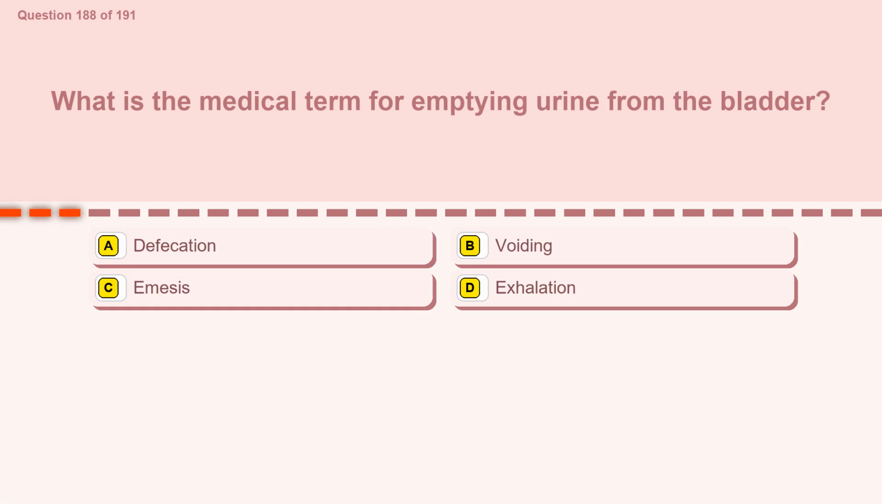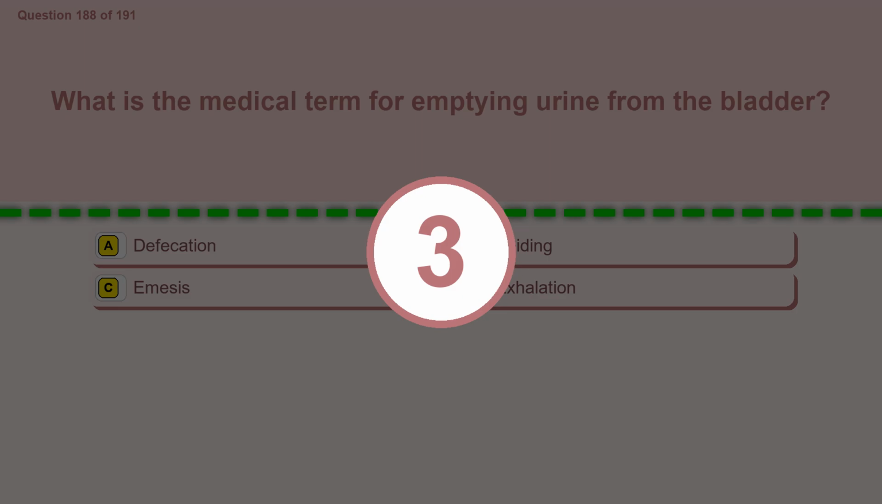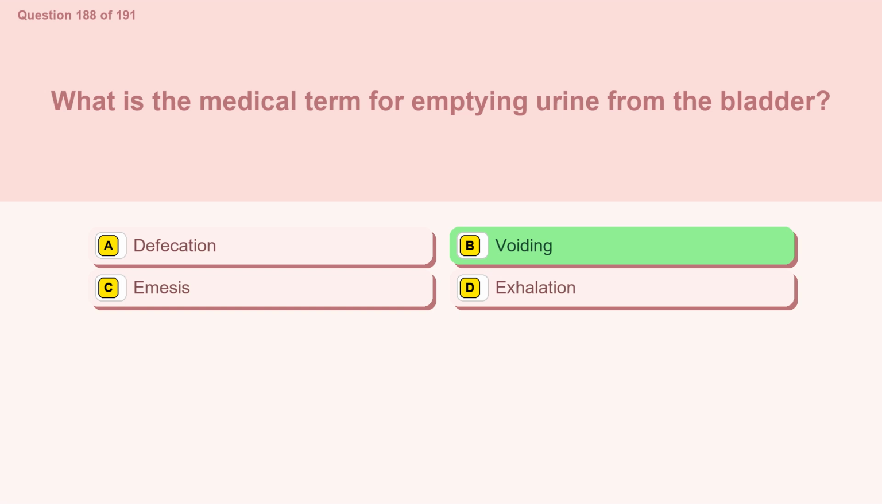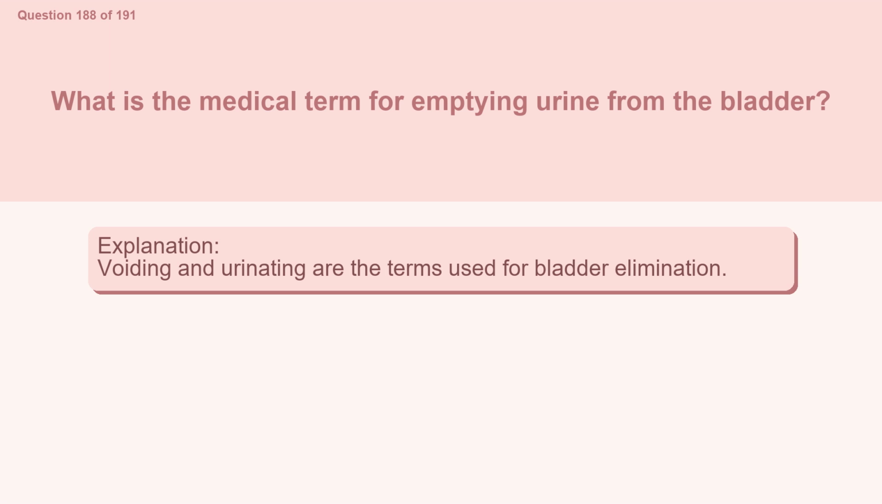Question 188. What is the medical term for emptying urine from the bladder? Option A, defecation. Option B, voiding. Option C, emesis. Option D, exhalation. The correct answer is option B, voiding. Voiding and urinating are the terms used for bladder elimination.